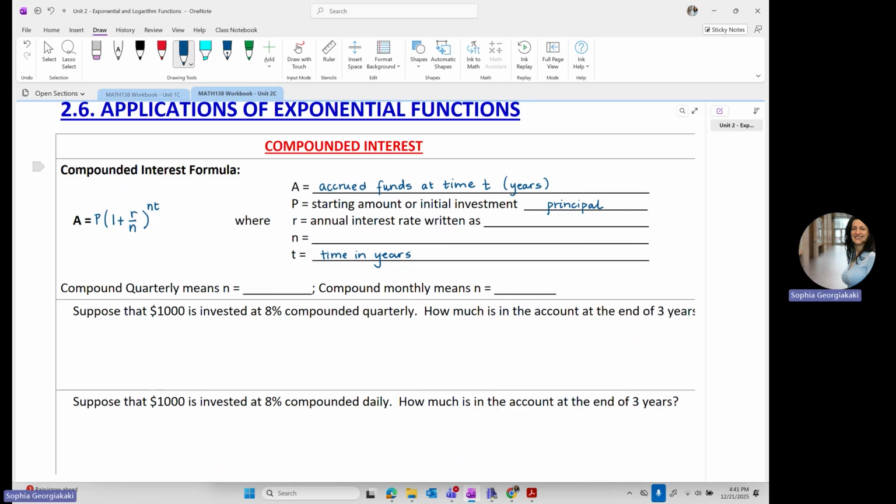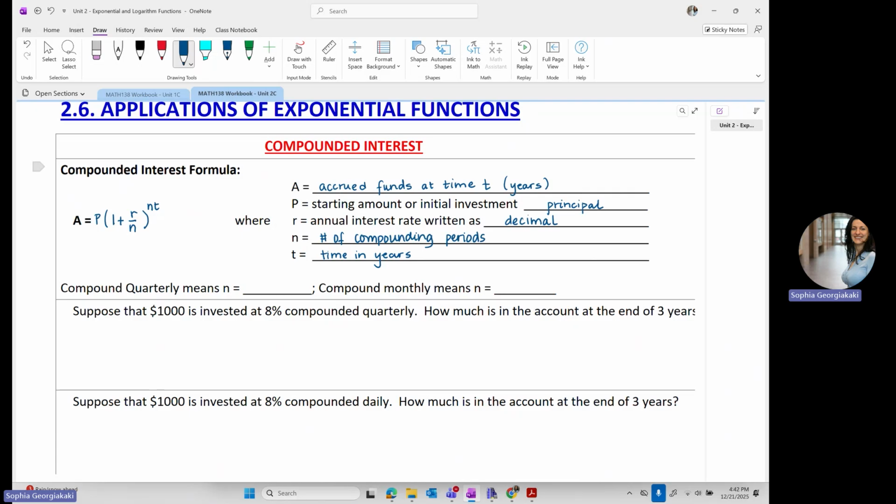R is the annual interest rate written as a decimal. It's the annual interest rate. And N is the number of compounding periods. So in your packet, these are not stated. You have to remember when you read the formula and understand what these mean.